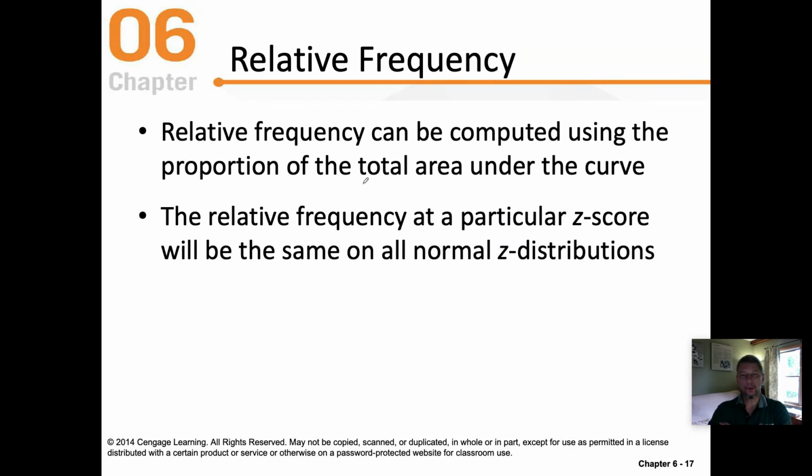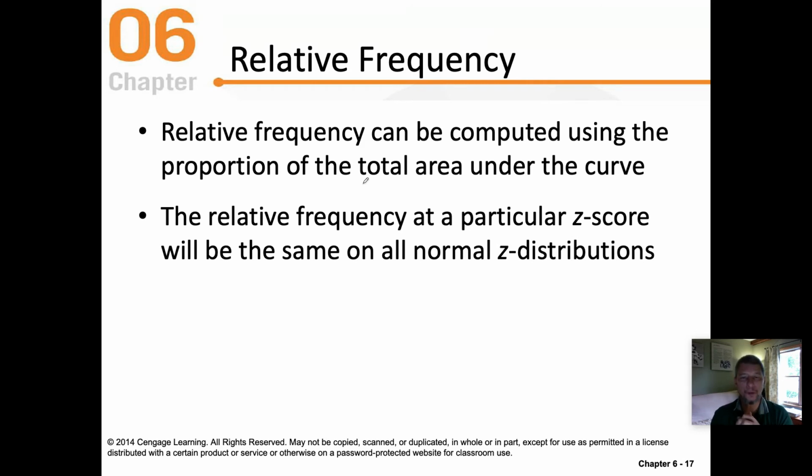A couple more things we want to add to this discussion. Relative frequency is one of them. Relative frequency can be computed using the proportion of the total area under the curve. Now, what does that mean? Well, in a couple of slides, I'll show you a picture of the normal distribution with the percentages of the area under the curve. So we'll get there in just a moment.